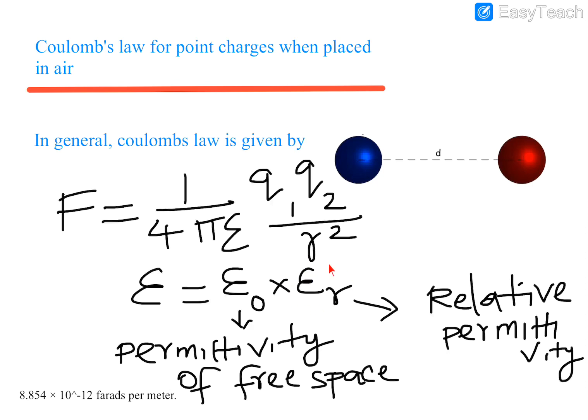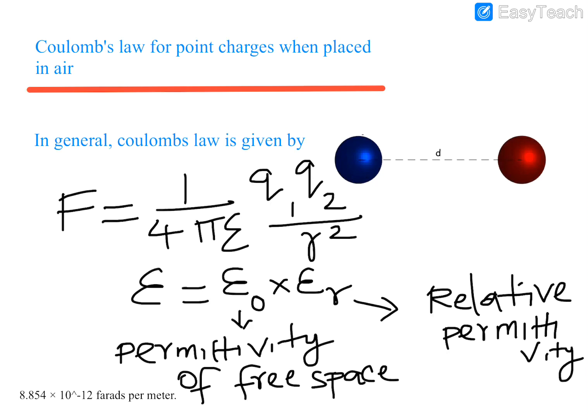So when epsilon r changes, even though epsilon 0 is a constant, its product will be different. That is why epsilon is different for different media, and epsilon is called permittivity. That is equal to permittivity of free space multiplied by relative permittivity. This epsilon r is also called the dielectric constant, which I will discuss in the coming classes.